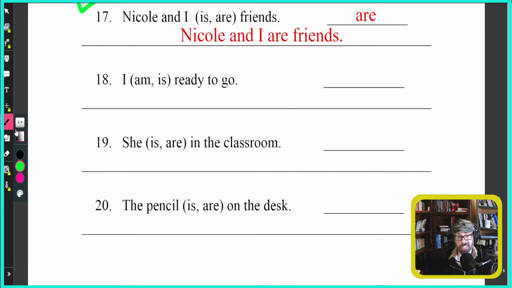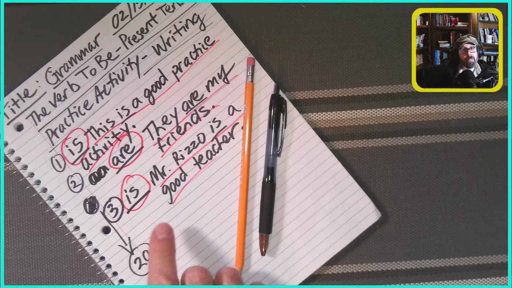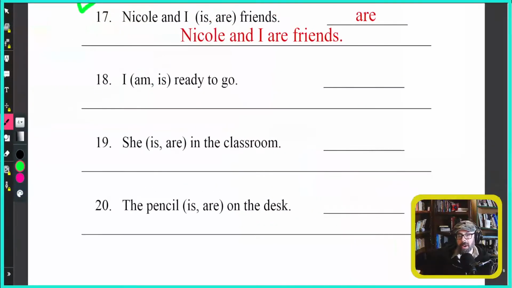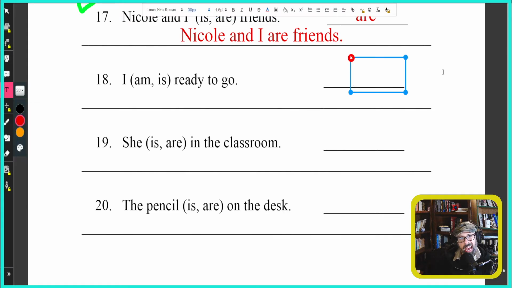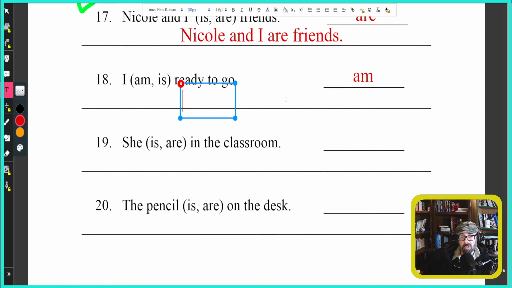18. I am or is ready to go. Am or is. Okay. For 18, what do you think? Am or is? Write your answer. Okay, number 18. I am or is ready to go. Okay, correct answer, I am ready to go. Writing the full statement, I am ready to go, period.